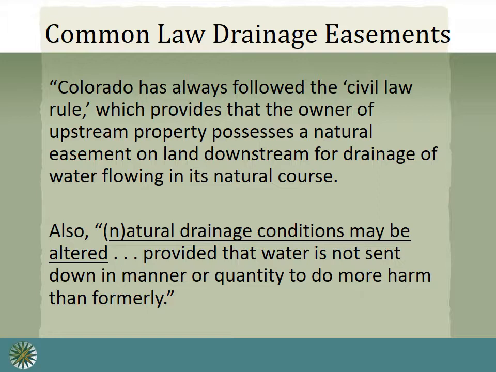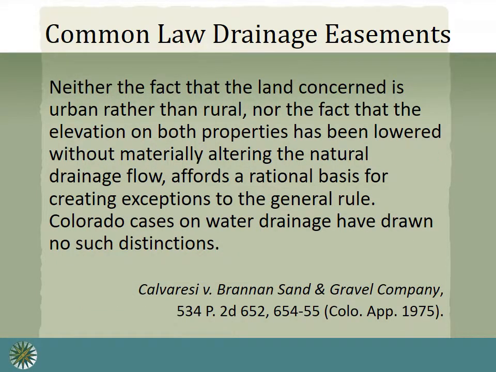Neither the fact that the land concerned is urban rather than rural, nor the fact that the elevation on properties has been lowered without materially altering the natural drainage flow, affords a rational basis for creating exceptions to the general rule. Colorado cases on water drainage have drawn no such distinctions. Note that in the same opinion, the Court of Appeals in the highlighted text indicated that drainage patterns can create drainage easements through the result of urbanization, that is, the construction of improvements that alter the flow over the downgradient estates, particularly in developed areas.